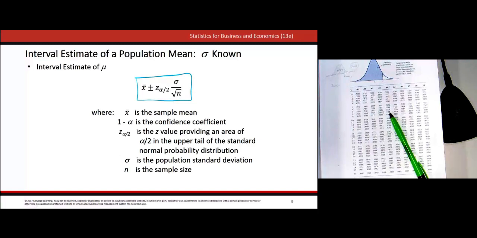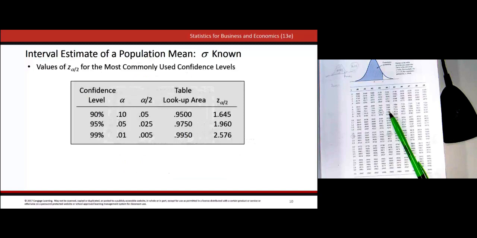X bar, which is the sample mean, the point estimate of the population mean, plus minus margin of error, which is Z alpha over 2 times sigma over square root of n. If sigma is known, this is how we calculate the margin of error. Z alpha over 2 is the Z value providing an area of alpha over 2 in the upper tail of the standard normal probability distribution. Sigma is the population standard deviation, n is the sample size.